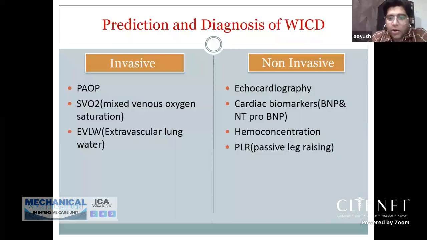So how do you predict and how do you diagnose weaning-induced cardiac dysfunction? You can have invasive tools as well as non-invasive tools. The invasive tools were basically the use of pulmonary artery occlusion pressure, which requires putting up a pulmonary artery catheter. You can measure the SvO2, which is again measured with the pulmonary artery catheter. It is the mixed venous oxygen saturation. And also you can measure extravascular lung water, which requires use of a transpulmonary thermodilution device.